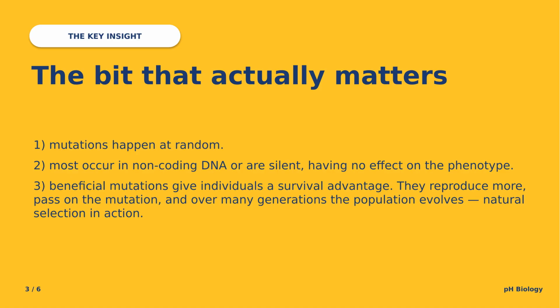Three things. One, mutations happen at random. Two, most occur in non-coding DNA or are silent, having no effect on the phenotype. Three, beneficial mutations give individuals a survival advantage. They reproduce more, pass on the mutation, and over many generations the population evolves. Natural selection in action.